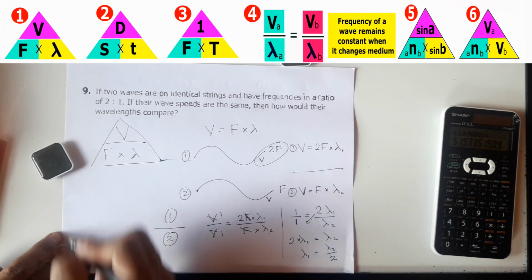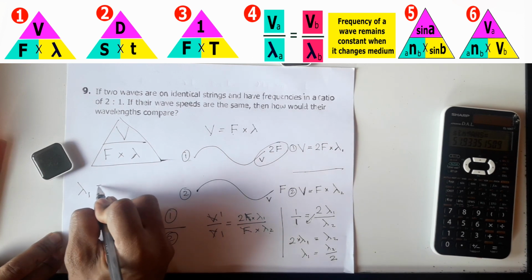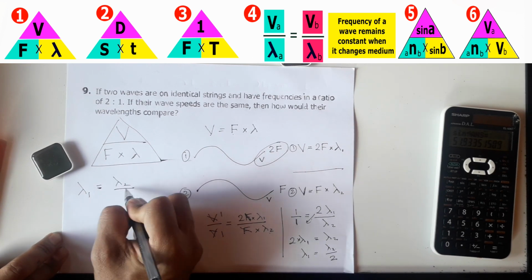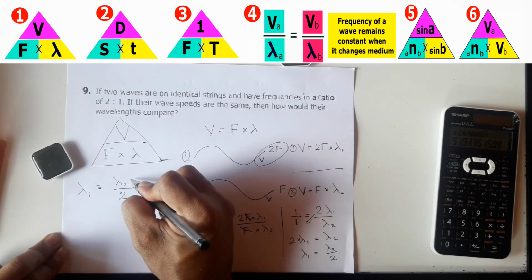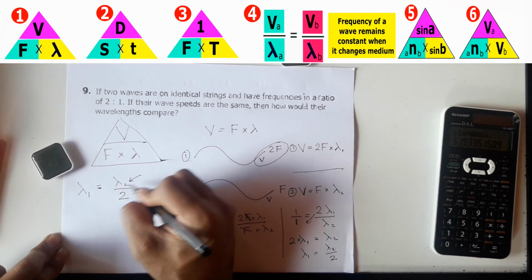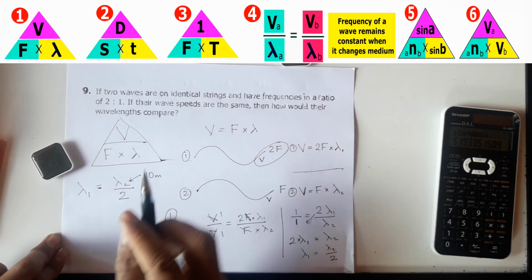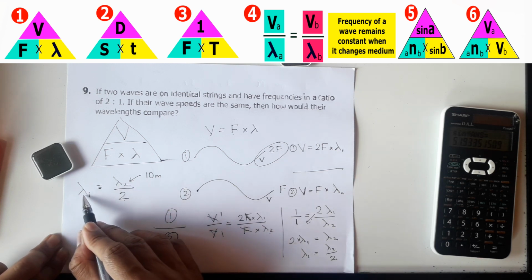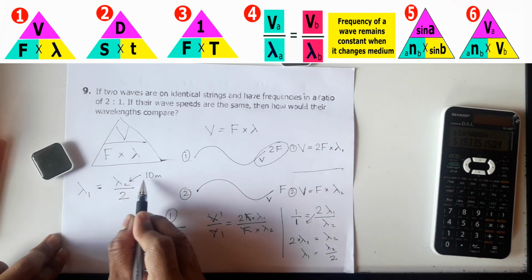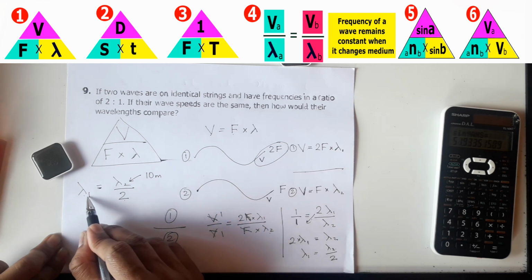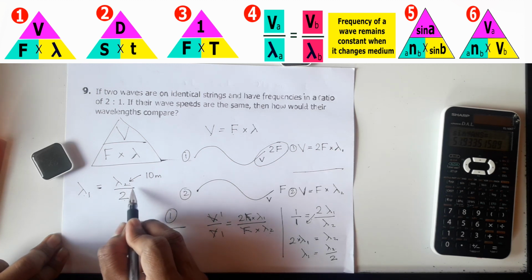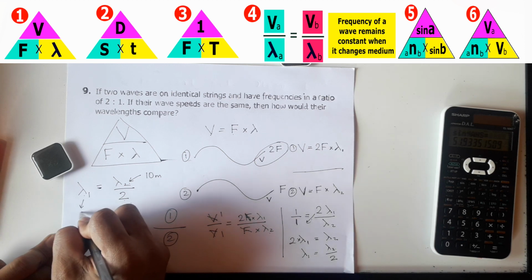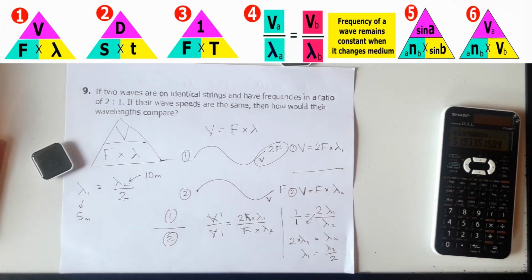So let's put some numbers to that. So wavelength 1 is equal to wavelength 2 divided by 2. So that means if the wavelength of the second wave was 10 meters, then the wavelength of the first wave, right? Remember the wavelength of the second wave is 10. To get the wavelength of the first wave, we just take 10 and divide it by 2. That will give us a wavelength of 5.